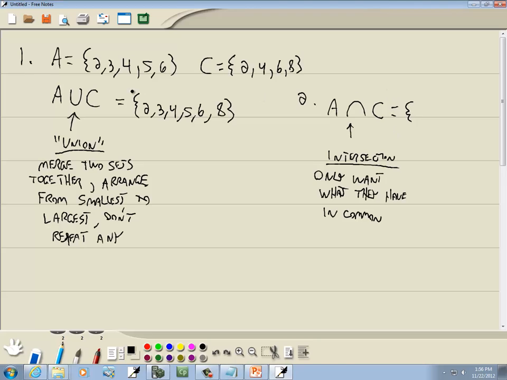So if I look at A and C, well, they both have a 2, don't they? So they have that in common. They both have a 4. They have that in common. They both have a 6. So they have that in common. Now the 8, only the C has it. And over here, the 3, only the A has it. And the 5, only the A has it. So our intersection is 2, 4, 6.